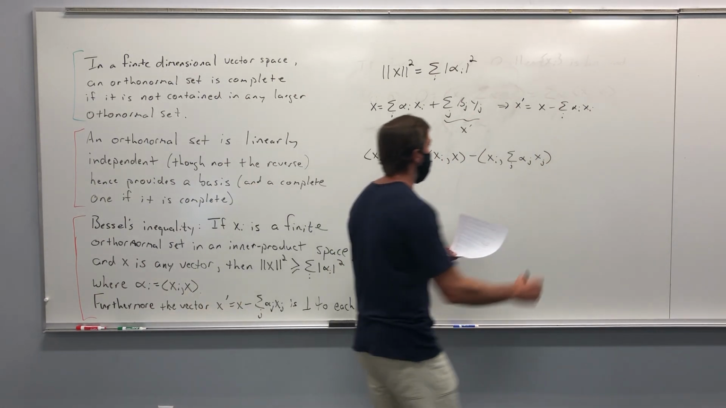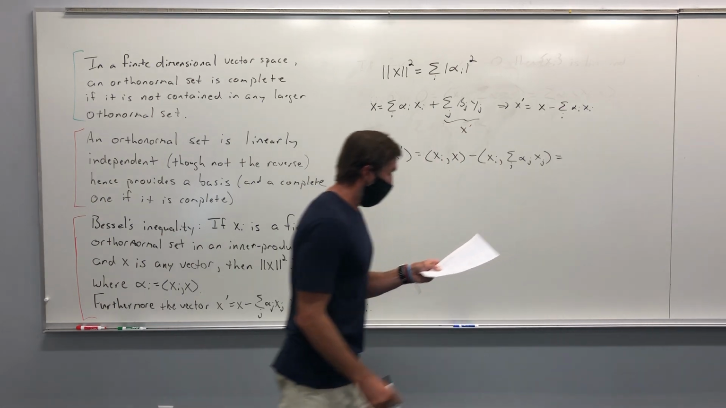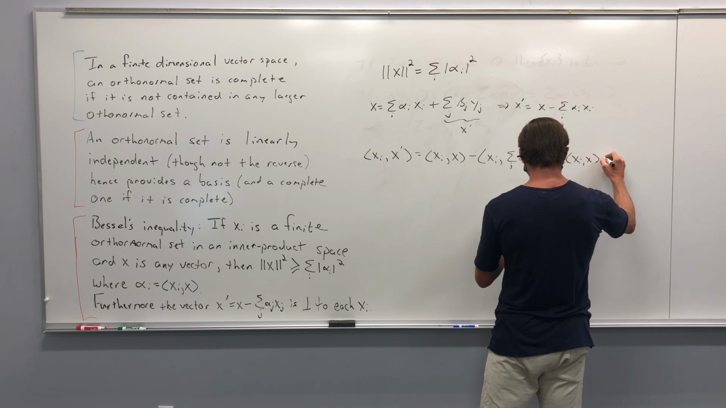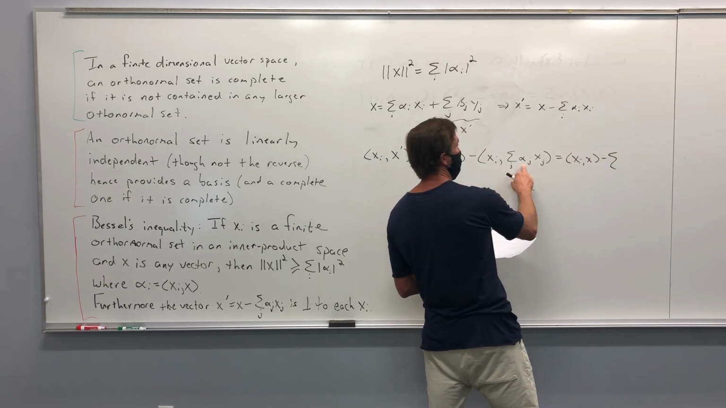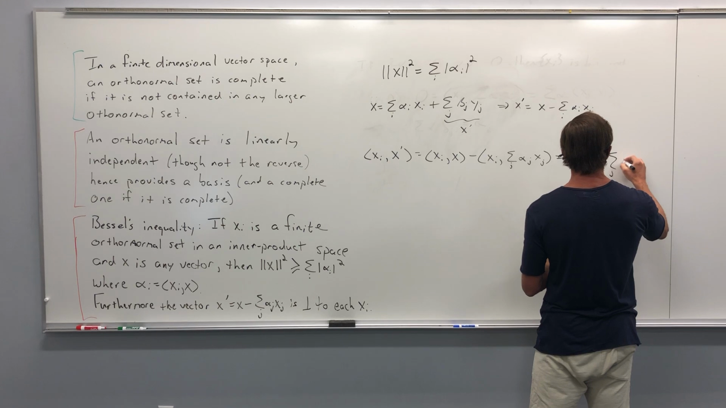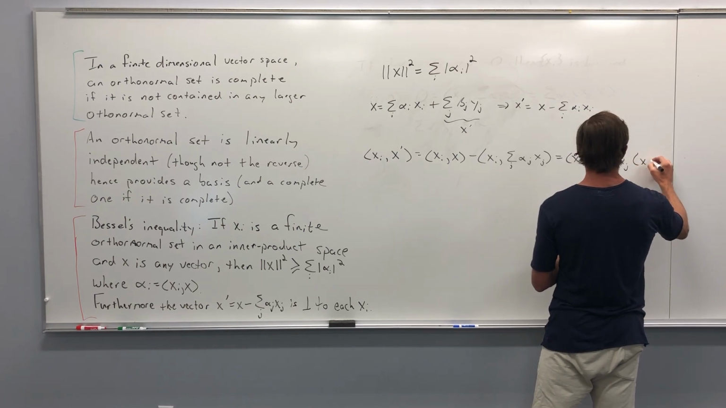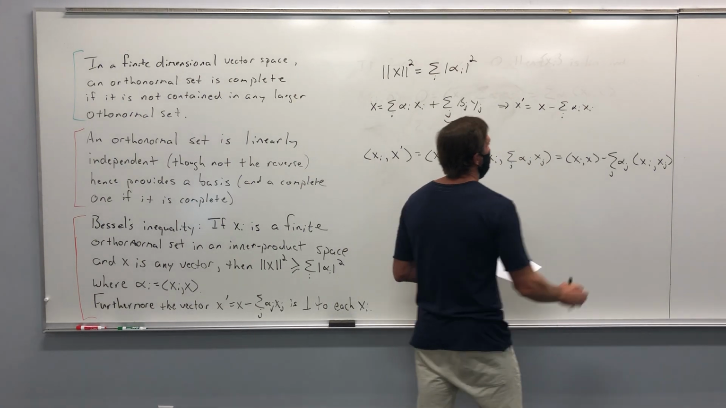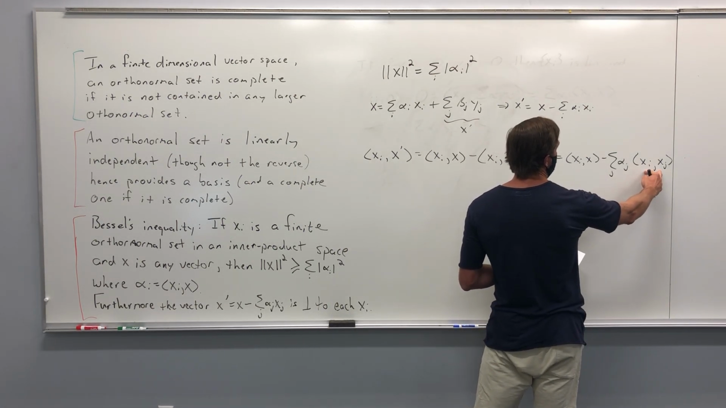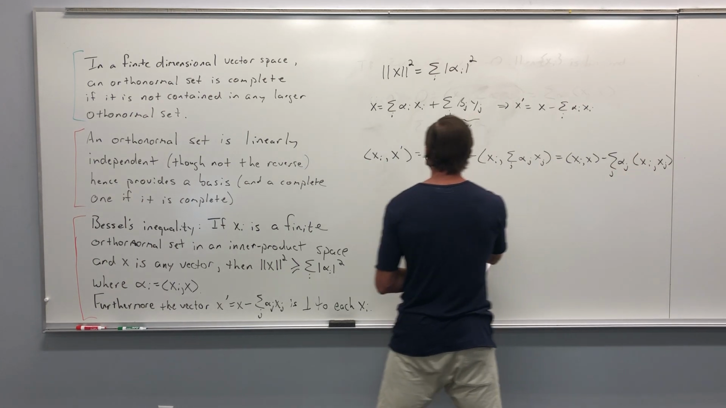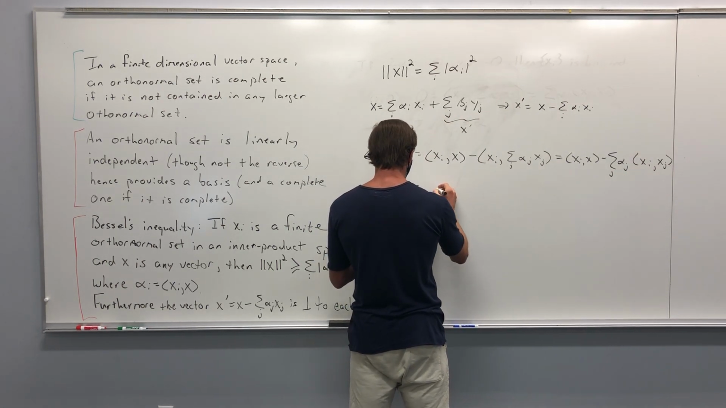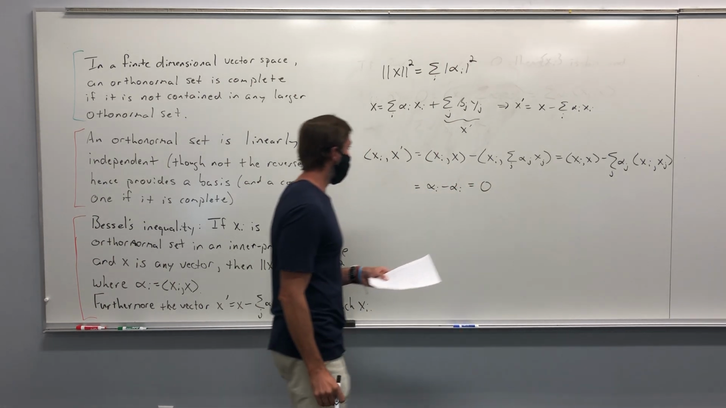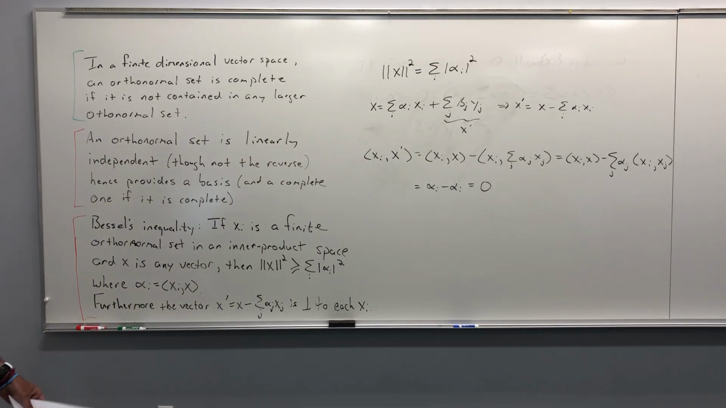Okay? Well, that's just going to be the inner product of xi with x minus, pulling out the alpha constants. All right? And then as we said before, this is going to be delta ij, which is going to render that into an alpha I. And this is going to give me alpha I minus alpha I, which is of course 0.